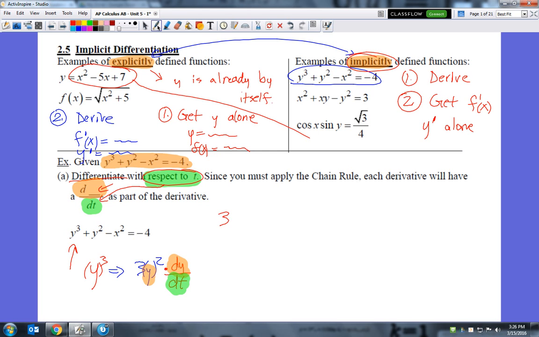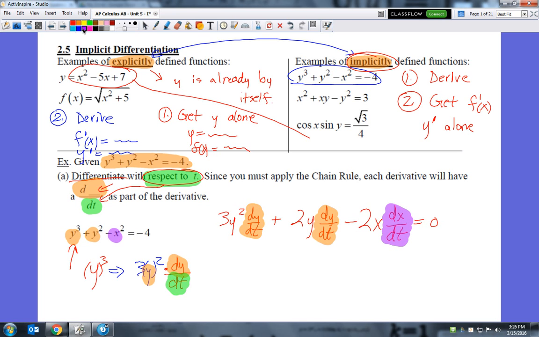So we have 3y squared dy dt plus 2y to the first power times dy dt, and then minus 2x times dx dt. And then it's equal to 0 because it still is a constant, and the derivative of constants is 0. So this was dy dt, the derivative of y with respect to t for that one as well. And then we have the derivative of x, a different variable, but we're still with respect to t.